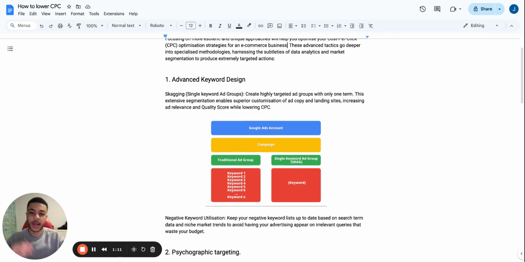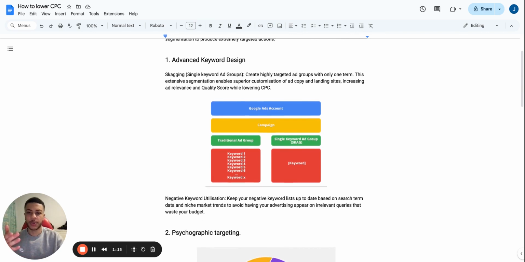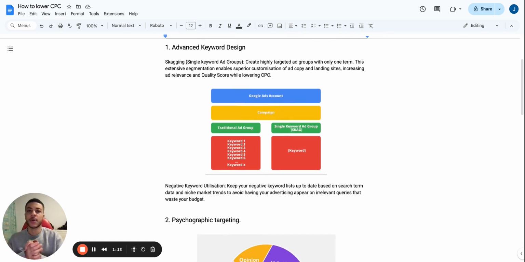First thing you want to do that can help lower your cost per clicks will be advanced keyword design. So you want to use stuff like SKAGs, single keyword ad groups. The reason this lowers cost per click is because they're highly targeted. So it kind of gets rid of all of the unwanted traffic to your landing pages because you basically get exactly who you want with your keywords. But the thing about that is you have to get the keyword right. Otherwise, you'll be targeting the wrong person and then you have a wasted ad group completely.